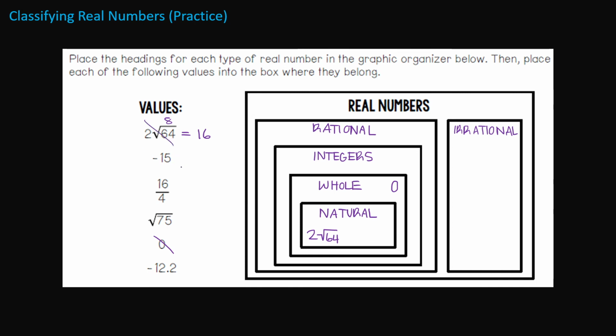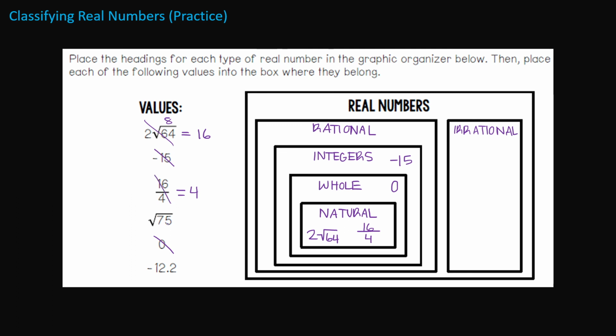Let's talk about negative 15. The most specific type of number negative 15 can be is an integer. It is included in the set of whole numbers and their opposites. This isn't a decimal, it's just a negative, the opposite of a whole number. 16 over 4. If we reduce this fraction, 16 divided by 4 is just 4. 16 over 4 is a natural number, a counting number. It's also a whole number, an integer, a rational number, and a real number.